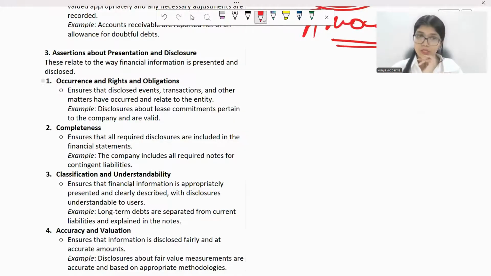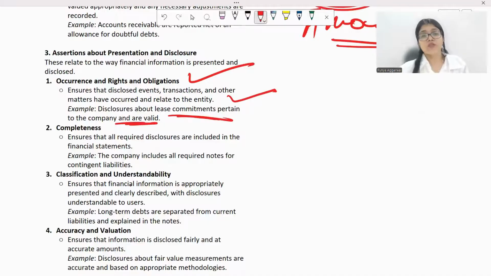Occurrence and rights and obligations, again, that disclosed events जो हमने disclose करे हैं या हमने present करे हैं in our financial statements have actually occurred. So ensure that disclosed events, transactions, and other matters have occurred and relate to the entity. So if I'm saying that disclosures of the lease commitments pertain to the company and are valid. So if I am giving you a disclosure that I have these leases or I have this liability or something on those lines, I have made these provisions, that should actually occur in the company as well. Okay. Then completeness, you people know already now.